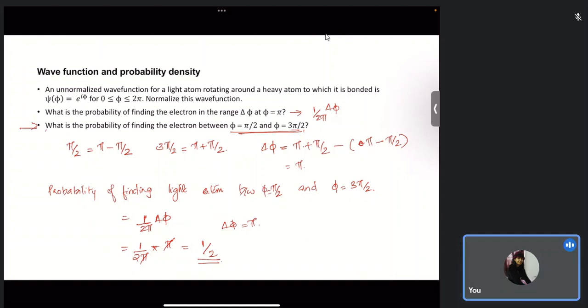So the first question was to normalize the wave function. We normalized the wave function using the property of the wave function, which is written here.